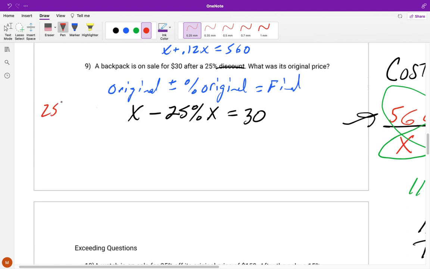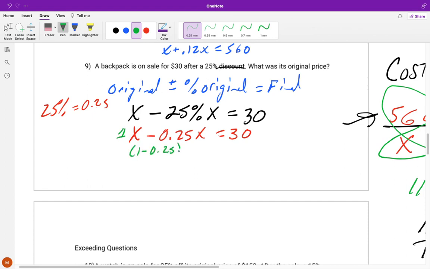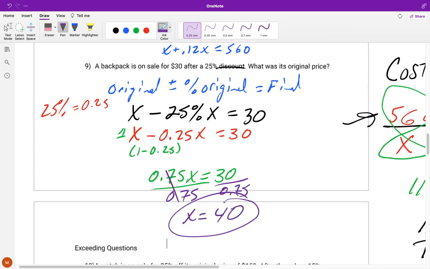So 25% as a decimal is equal to 0.25. So X minus 0.25X is equal to 30. Well, X minus 0.25X, this X is understood to be a 1, so it becomes 1 minus 0.25, which is 0.75. And then now if I know that these two numbers multiply to give me 30, well, I can figure out what the other number being multiplied is by dividing. So then X is then equal to 40.